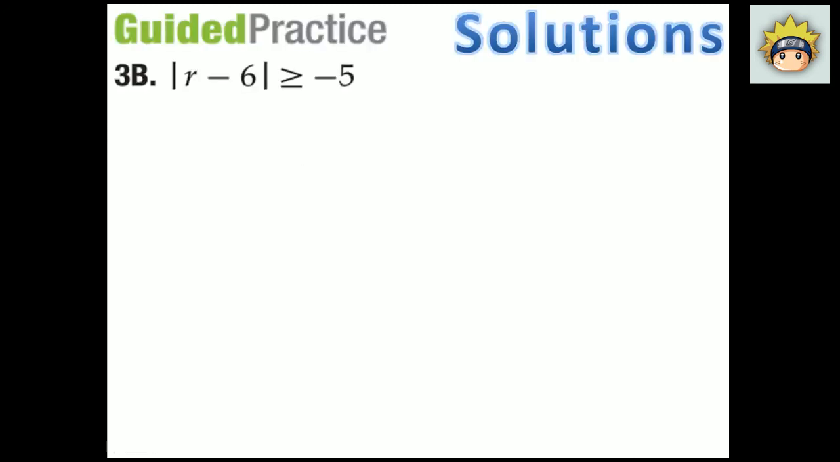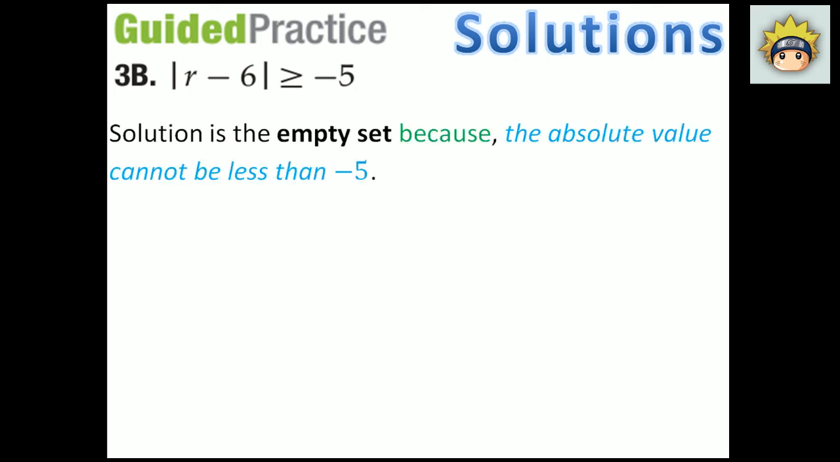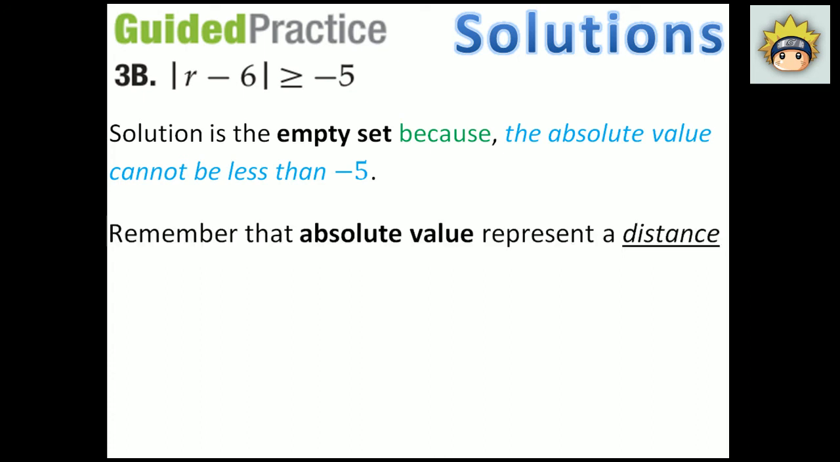What about 3b? The absolute value of r minus 6 is greater than or equal to negative 5. Notice that the solution is all real numbers, because the absolute value cannot be less than negative 5. Remember that the absolute value is a distance. You cannot have a negative distance. There you go.